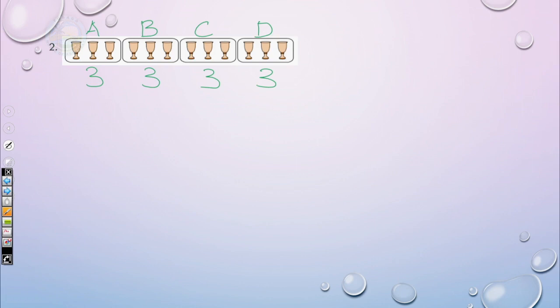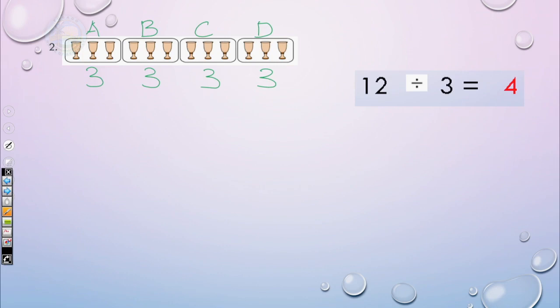Could you come up with your own division sentence for this group? Bearing in mind that the total number is your dividend, the number in each group is your divisor, and the total number of groups is your quotient. 12 divided by 3 equals 4. If you got that, very good.